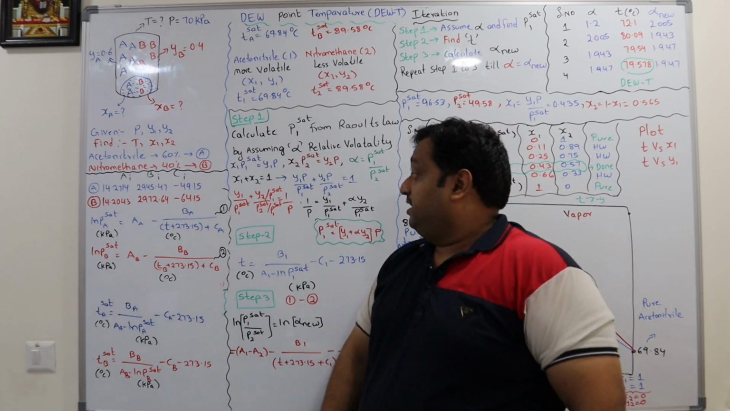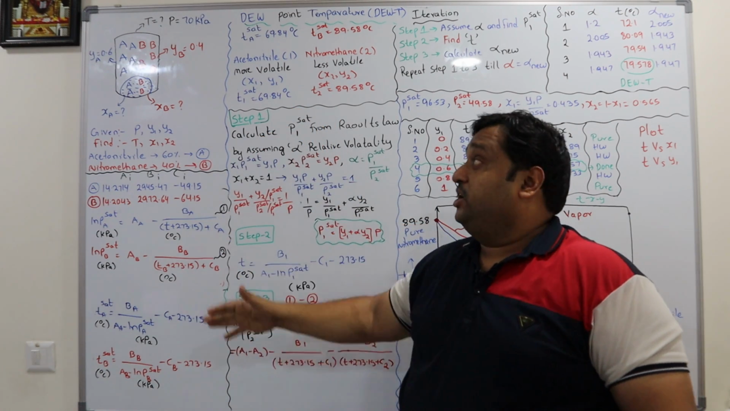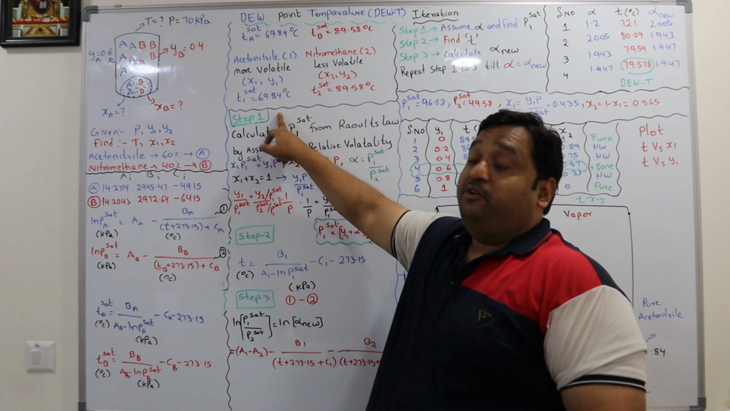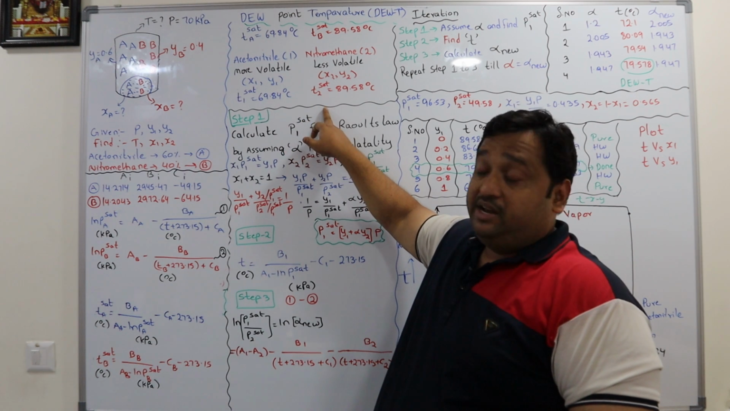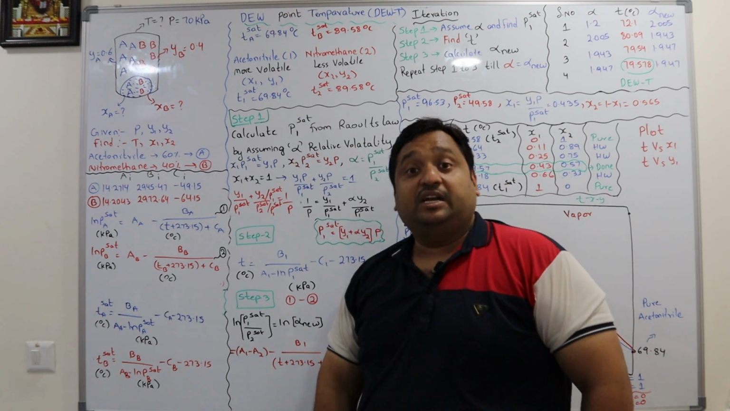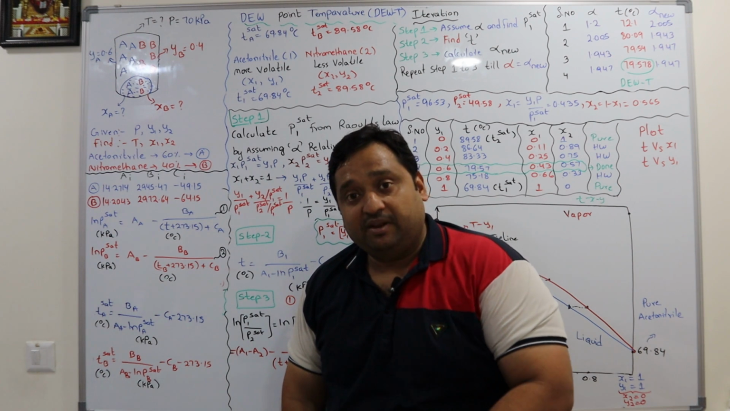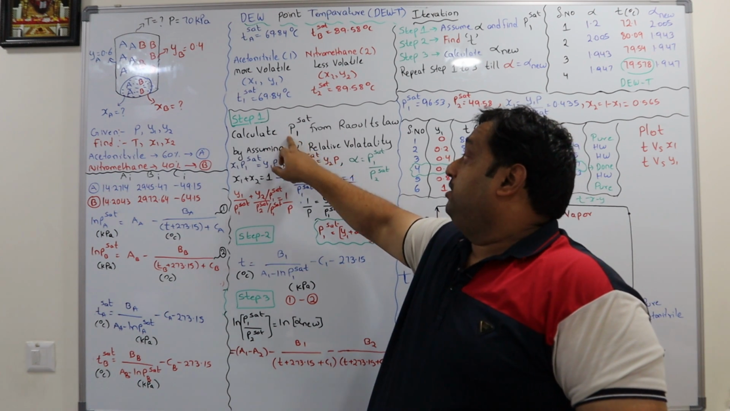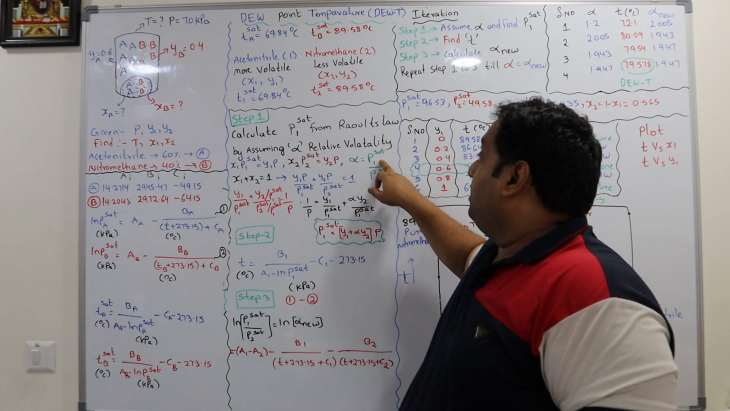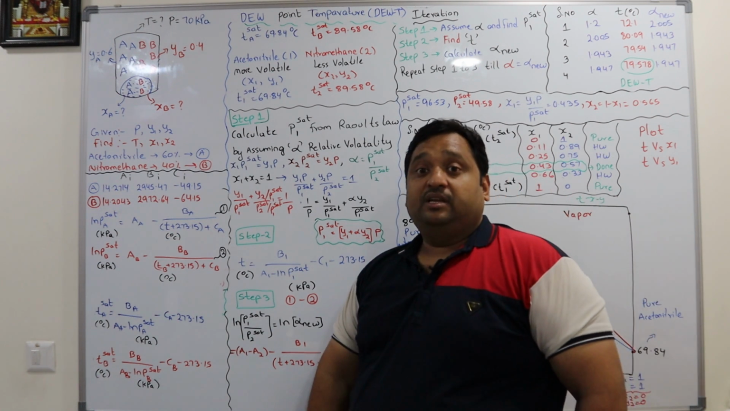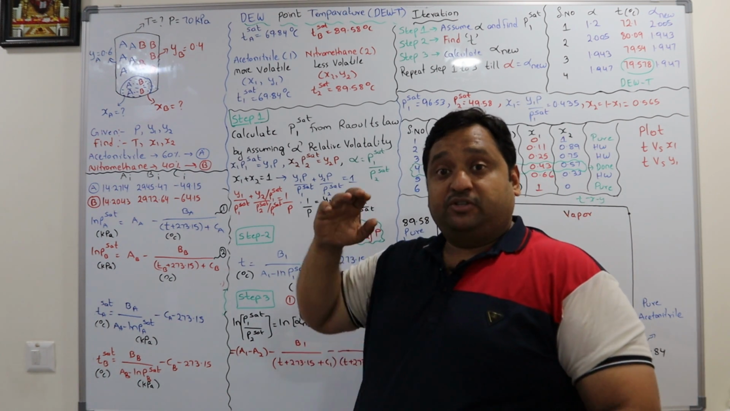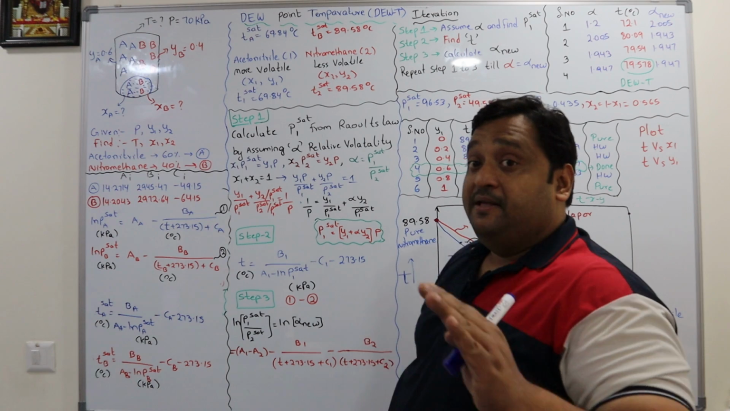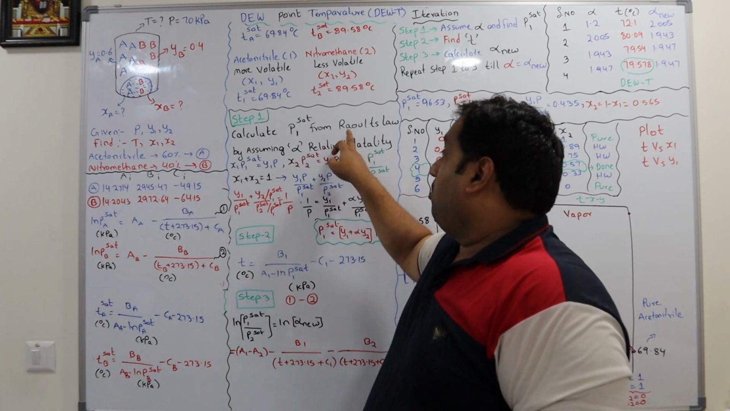So let us find out. There are 3 steps to estimate this dew point temperature. In step 1, you first have to calculate P1 saturated by assuming alpha, which is the relative volatility. I have explained relative volatility in the previous lecture. So you have to assume alpha first, and based on alpha, find P1 saturated. Alpha is nothing but P1 saturated by P2 saturated, that means the saturation pressure of component 1 divided by the saturation pressure of component 2. It is called the relative volatility, assuming the ideal case, which is Raoult's law.